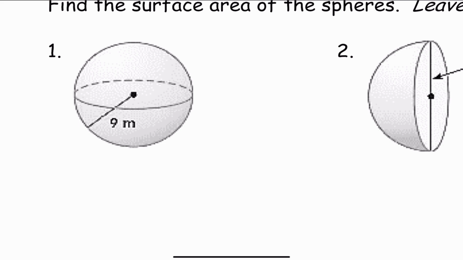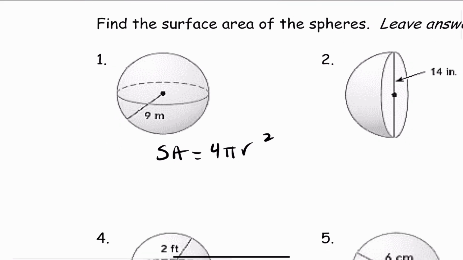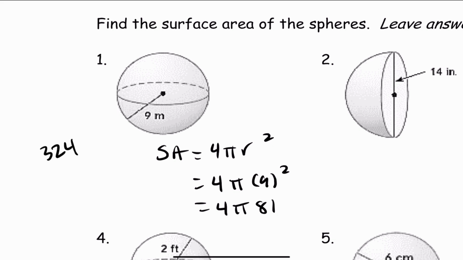So the surface area formula is 4 pi r squared. And then I'm going to write 4 pi, the radius is given, it's 9, so it's going to be 9 quantity squared. So 4 pi 81, 81 times 4 is 324. So you get 324 pi square meters.